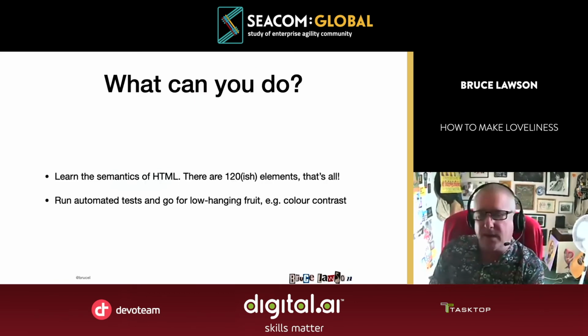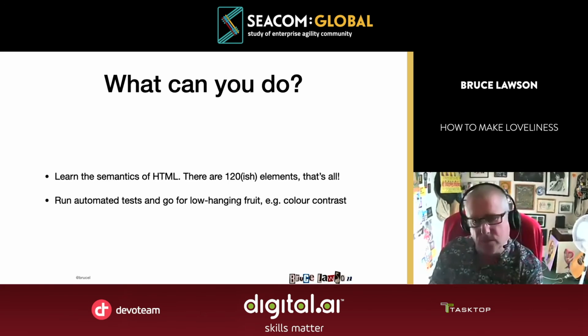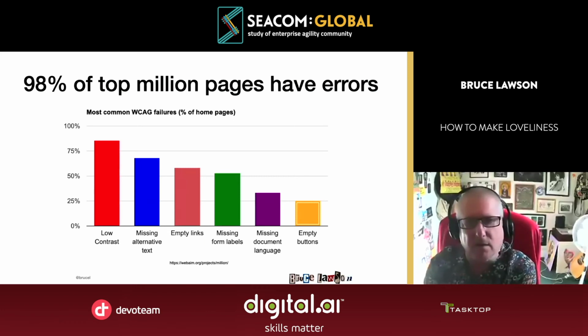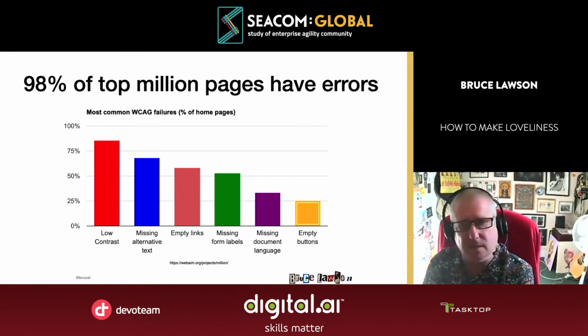You can also run automated tests and go for low-hanging fruit on your websites. Color contrast, for example. The marvellous WebAIM did automated tests on the top 1 million home pages. And they found that the most common errors are actually the easiest ones to deal with. Low contrast was the highest found error. Missing alternative text, that is, images that don't have alternate text to explain their meanings. Empty links. Missing form labels.